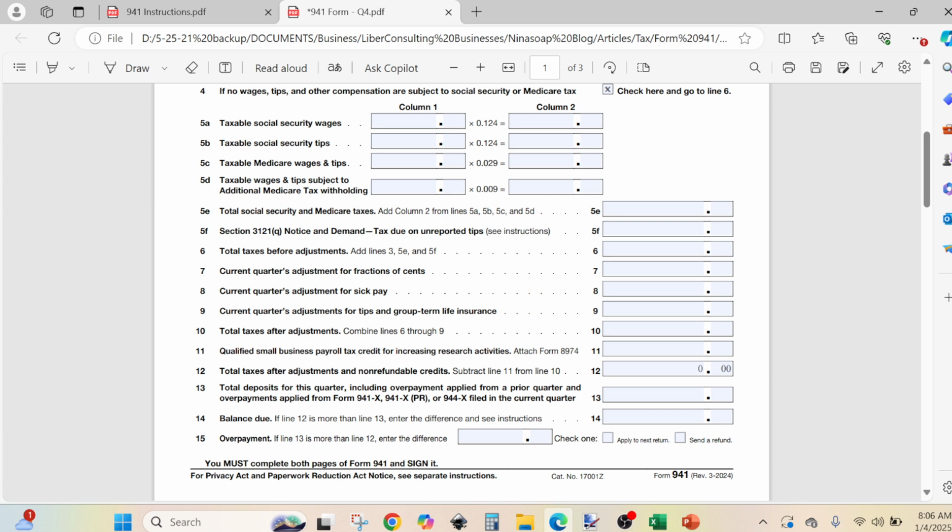Okay, so line 13, total deposits for this quarter, we are going to assume you didn't make any deposits either, so it's going to be 0. We leave it blank.